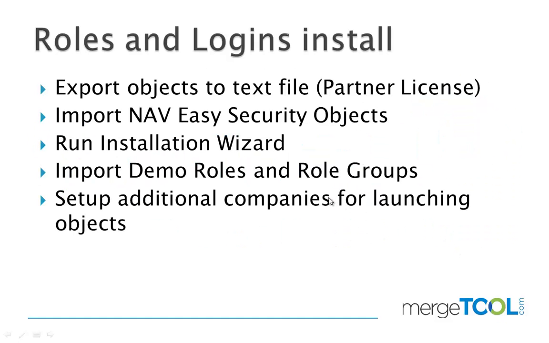Installation of NAV Easy Security for roles and logins is a quite simple process. First, you have to export the objects to text, and that's needed for the source code analyzer. A partner license is typically required for that, but if you have 7200 or the more advanced development, you can actually do that yourself as a customer also.